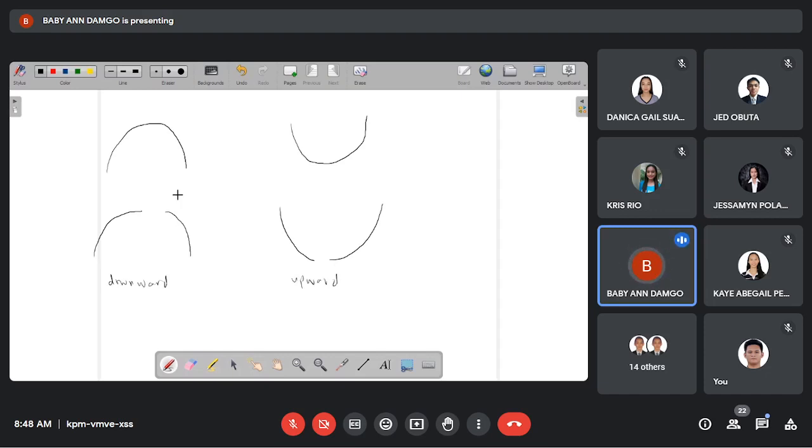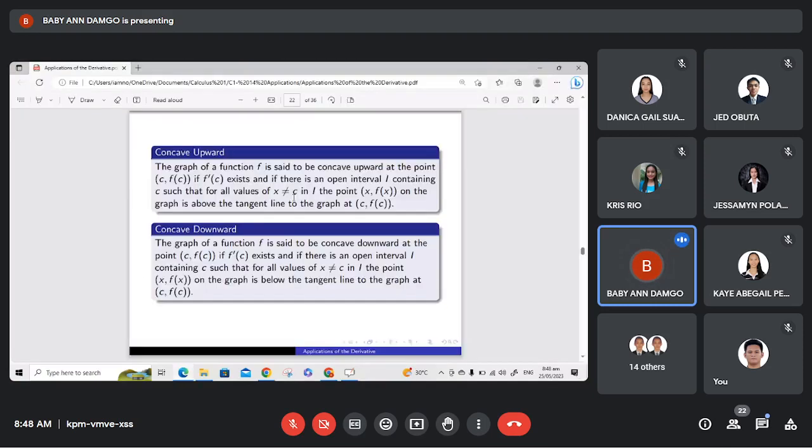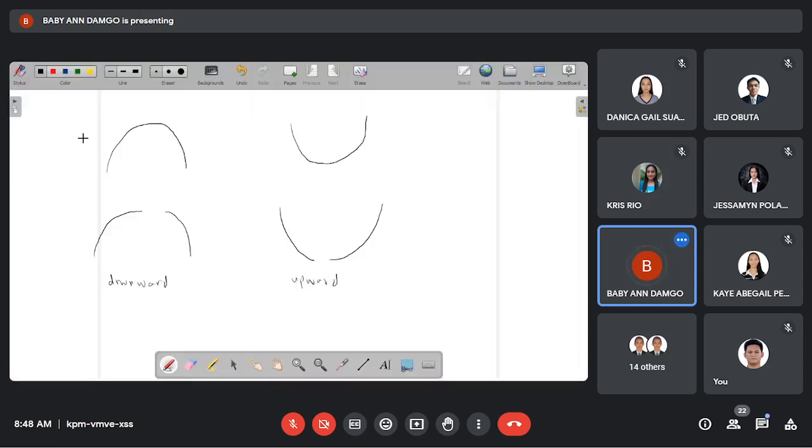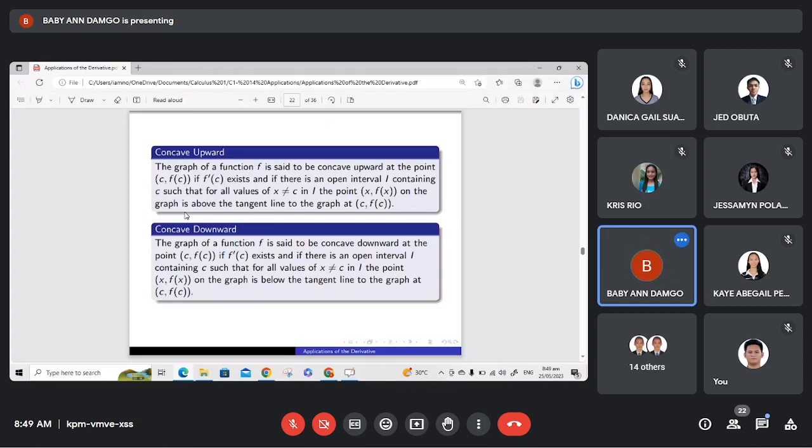From the definition, if it is concave upward, it means the graph is above the tangent line. Let's change the color. This is the tangent line, and it intersects at one point. So the graph of a concave upward function is above the tangent. Same here. For concave downward, the graph is below the tangent line. So that is the definition of concave upward or downward.